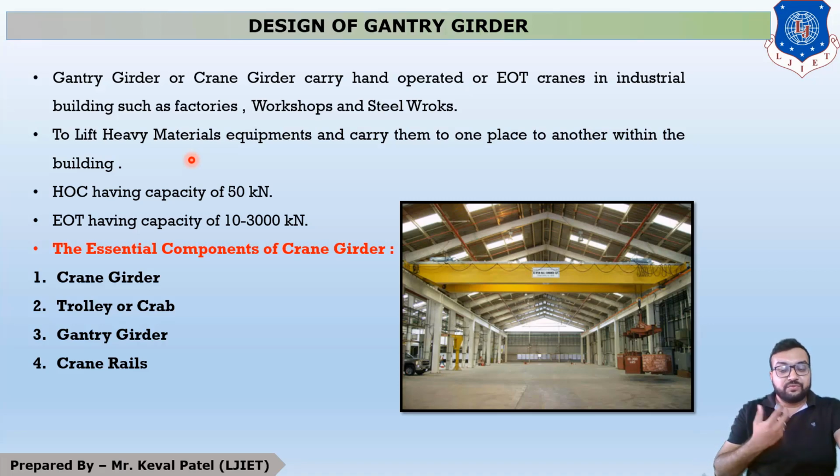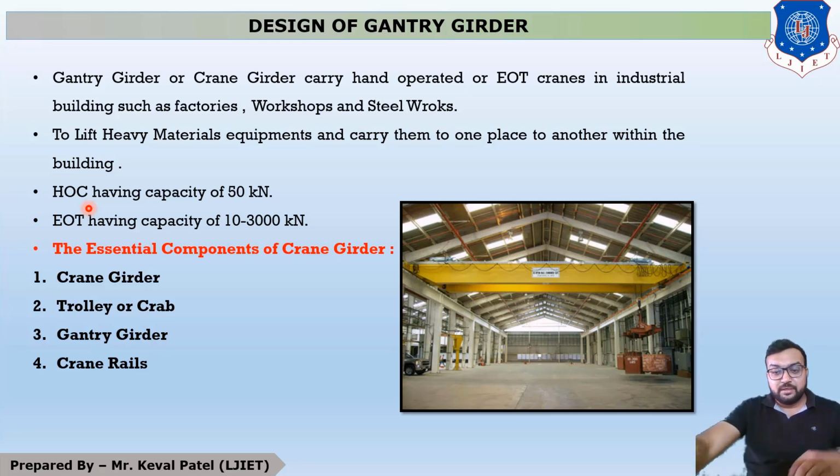Now, it is already discussed that there are two types of gantry girder, in which the first one is HOC. HOC means hand operated crane. The capacity of the hand operated crane, which was useful in the past, is only 50 kilonewton. Now in recent days you have to use EOT. EOT means electrically operated traveling crane, having a capacity of 10 to 3000 kilonewton. Now your first topic is components of crane girder.